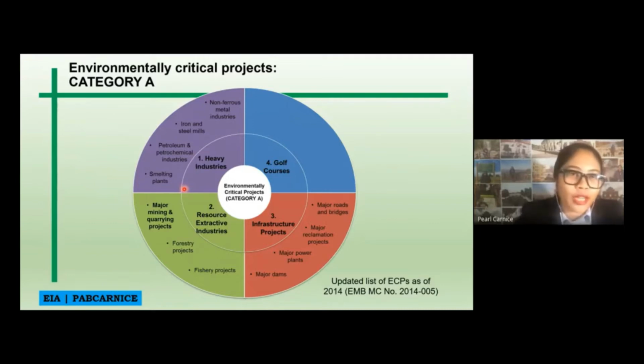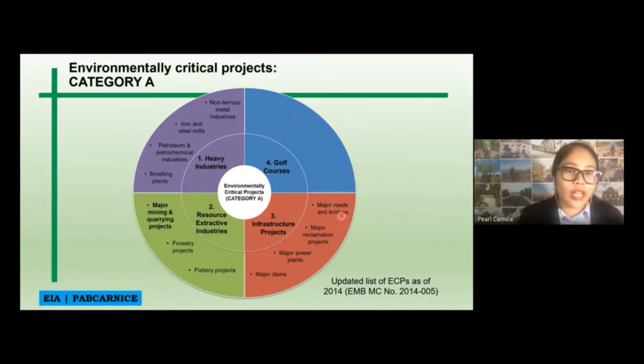The next environmental critical project is the resource extractive industry. When we say resource extractive, of course, it involves mining: major mining and quarrying projects, forestry projects, and fishery projects. The third under category A is infrastructure projects. For example, major dams, major power plants, major reclamation projects, and major roads and bridges require an ECC. This is the updated list of environmental critical projects as of 2014.